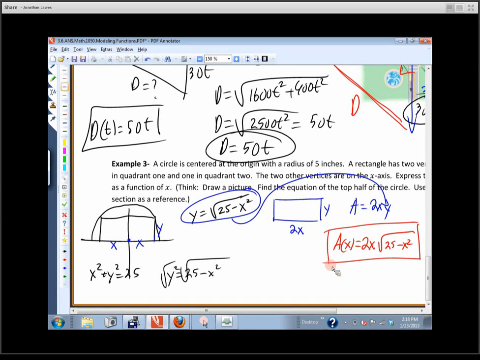Is 25 minus x squared a perfect square? No, it's a difference of squares. And remember, it looks like we ought to be able to take the square root of 25, the square root of x squared, and then subtract them. Remember, you can't distribute a square root through to different terms, okay? It only works when we've got factors, pairs of factors. Does that make sense? Okay.